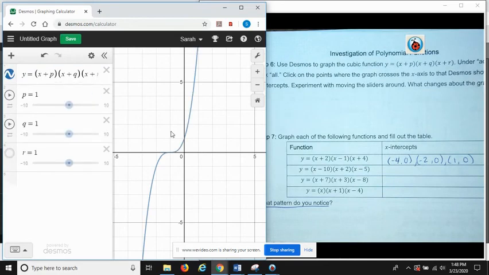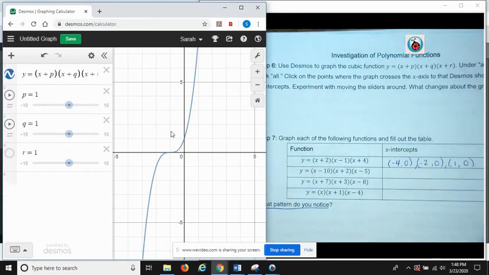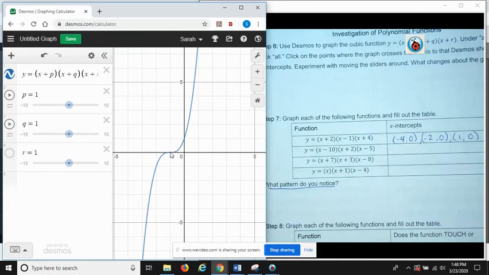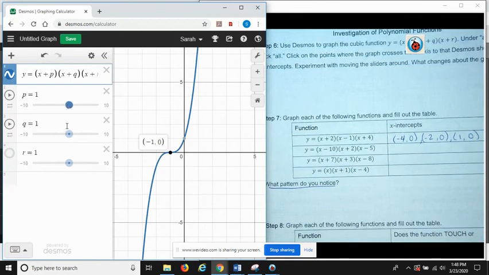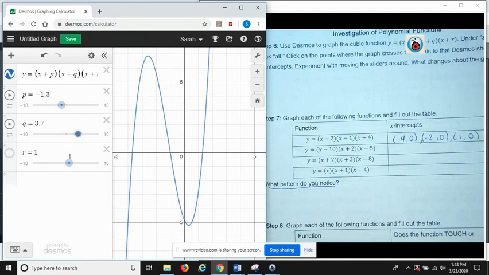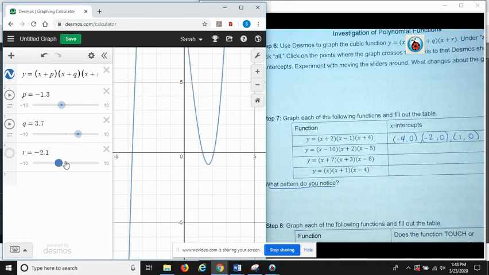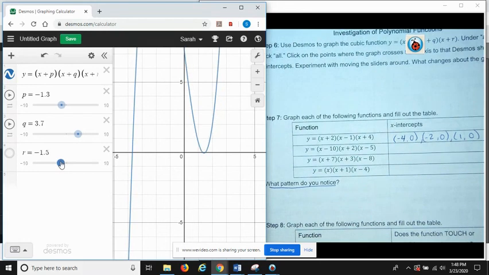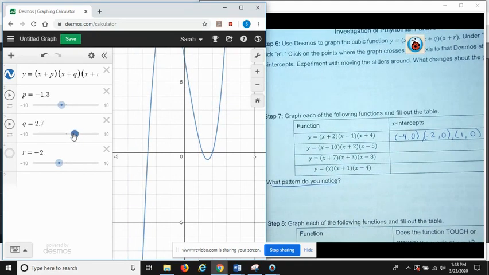Okay, so then it says, okay, click the points where the graph crosses the x-axis so that Desmos shows you the x-intercepts. So here's one, okay, -1, 0. All of these were at 1. Let's change them so that they're different. Okay, so let me get these to be whole numbers. I want this one to be 2. There we go, our -2. Let's make this one +2.